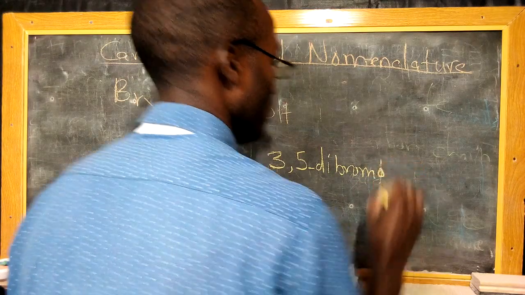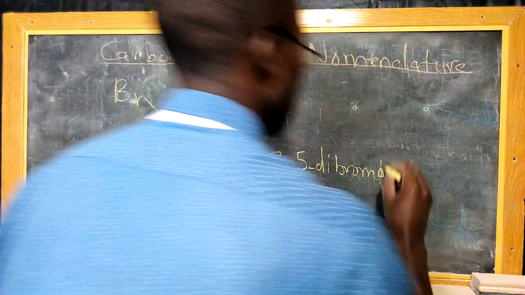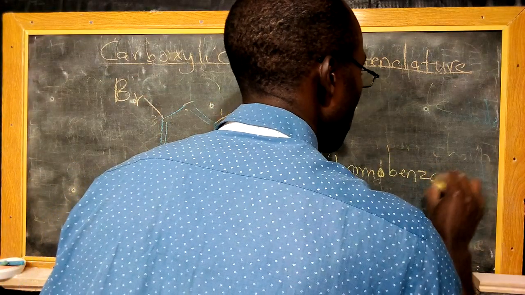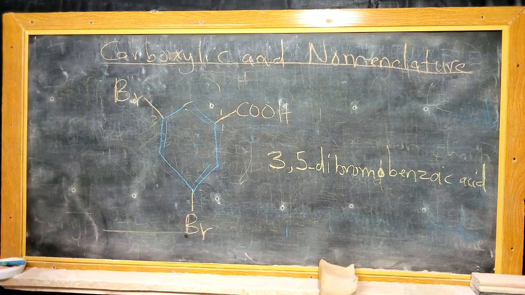Two bromo groups, that is four substituents, benzoic acid. So this particular carboxylic acid is known as 3,5-dibromobenzoic acid. So let's look at another example.